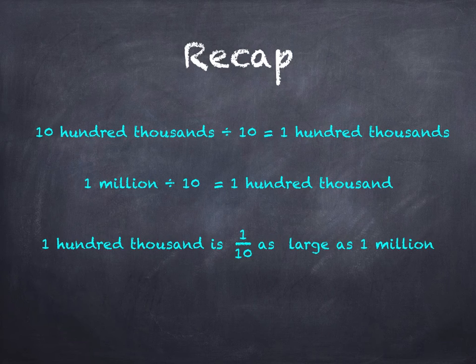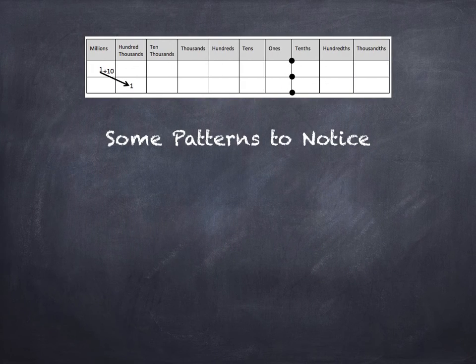So some patterns. Let's look at this a little closer. We already said that if we have 1 million and we divide it by 10, we get 100,000. So what happens if we have 100,000 and we divide that by 10? Well, look at our chart. We get 10,000. Okay? What if we take that 10,000 and divide that by 10? Looking at our chart, we see that we get 1,000. So every single place divided by 10 is the place before.